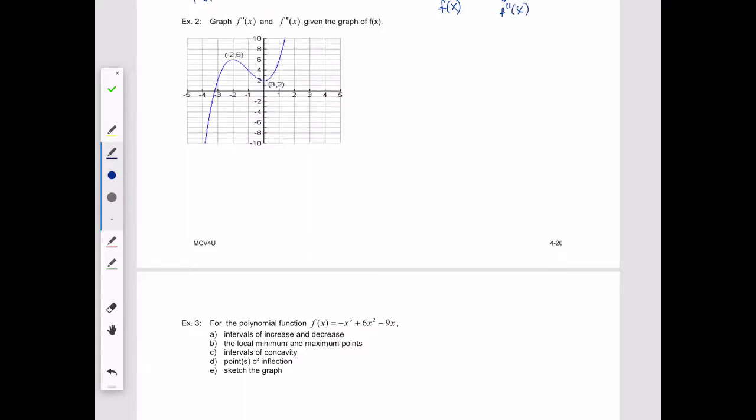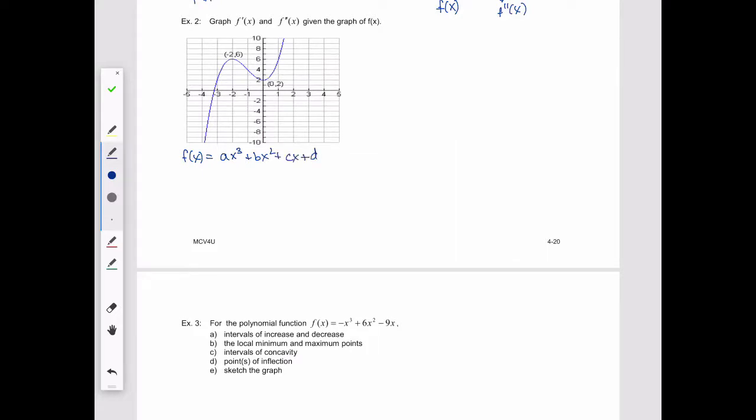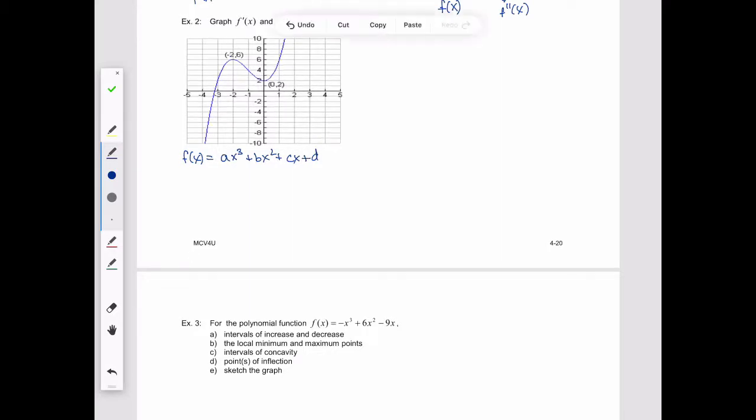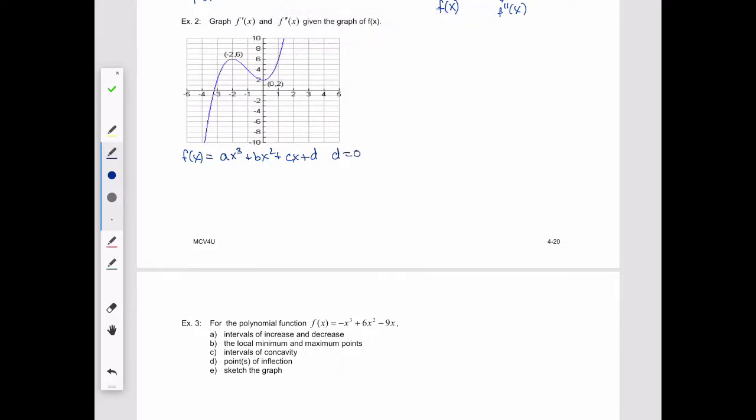So I know that f of x is equal to, well, it's a cubic, so we're going to have an a value, which we have to calculate, and it's going to be a cubic, and then we have bx squared plus cx plus d. Now we have to start solving for all these values, right? Off the get-go, we know that d is equal to 0. So I know that d is equal to 0, which is our y-intercept. So I can actually write that down.